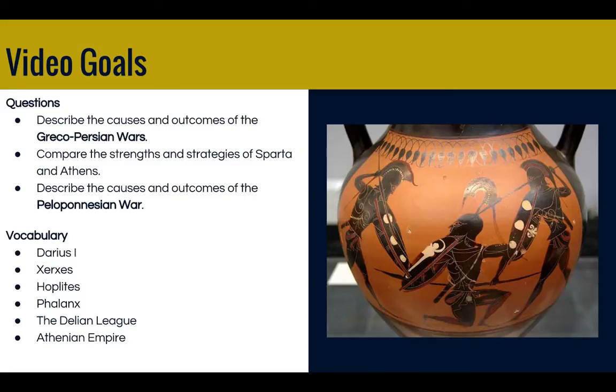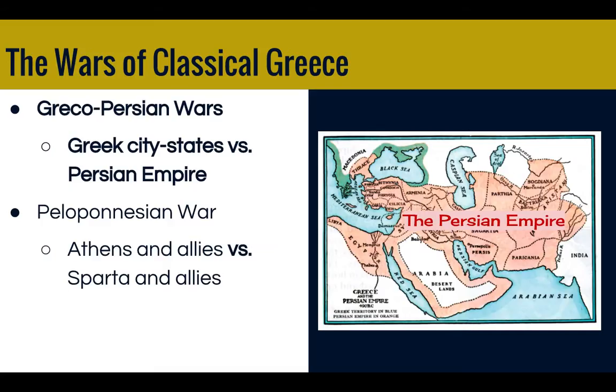So let's get started. A few questions to look at. First, we want you to be able to describe the causes and outcomes of the Greco-Persian Wars, the first couple of wars that we'll talk about here. In doing so, we will see some of the strengths and strategies of Sparta and Athens, which you can compare, and those will carry on into a second war, or a second series of wars known as the Peloponnesian War. And hopefully you'll be able to describe the causes and outcomes of that war as well. Some vocabulary terms here which we'll go through as we take a look at this information.